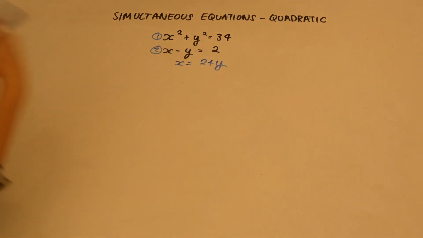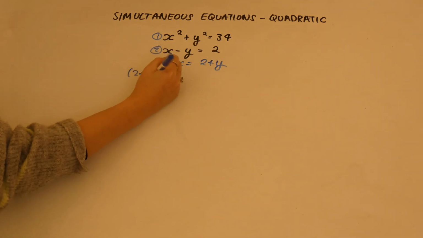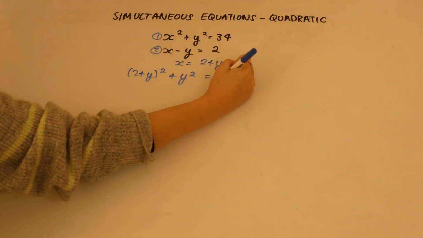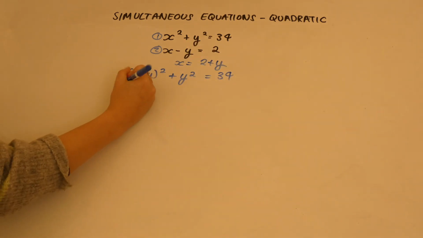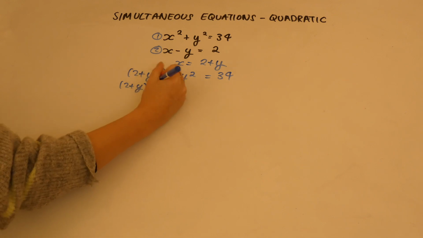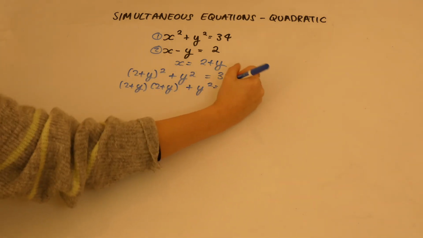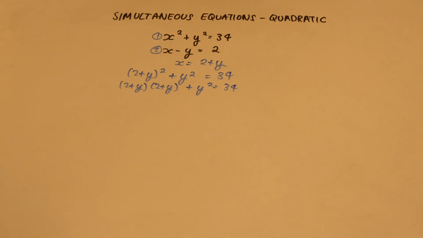So equation 1 is x squared, which we know is 2 plus y, and then we've got that squared, and then we've got plus y squared equals 34. If we were to just expand these brackets, it just means 2 plus y times by 2 plus y. Finishing it off, we've got plus y squared equals 34. So let's go ahead and expand out these brackets.